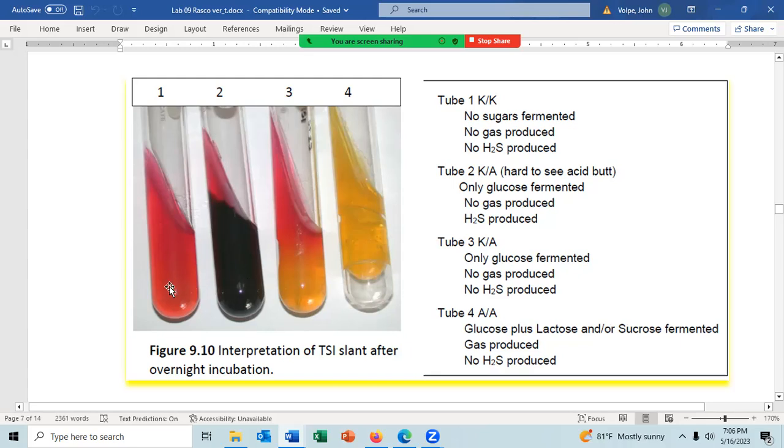All right. Tube 1 is unchanged. No breaking of the agar. No bubble, so there's no gas production. It's not black, so no hydrogen sulfide is being produced. It's not yellow, so there's no sugar being fermented. So this one would be negative. Any question about any of that? The interpretation of the TSI slant is a little difficult. I'll warn you of that.